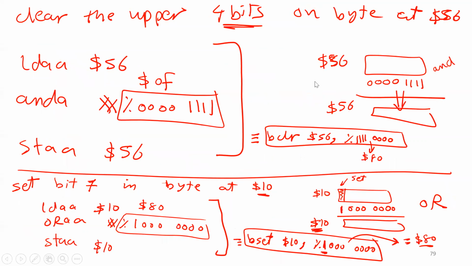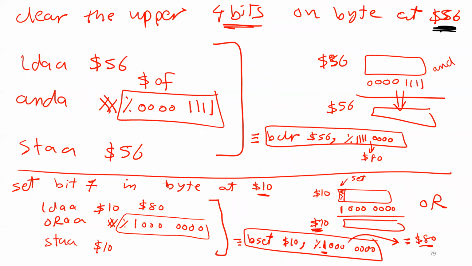Okay, so let's see a lot of examples here. The first example, I can tell you clearly: I want to clear the upper 4 bits in the byte at memory location 56. Okay, so I want to clear the upper 4 bits in this byte.